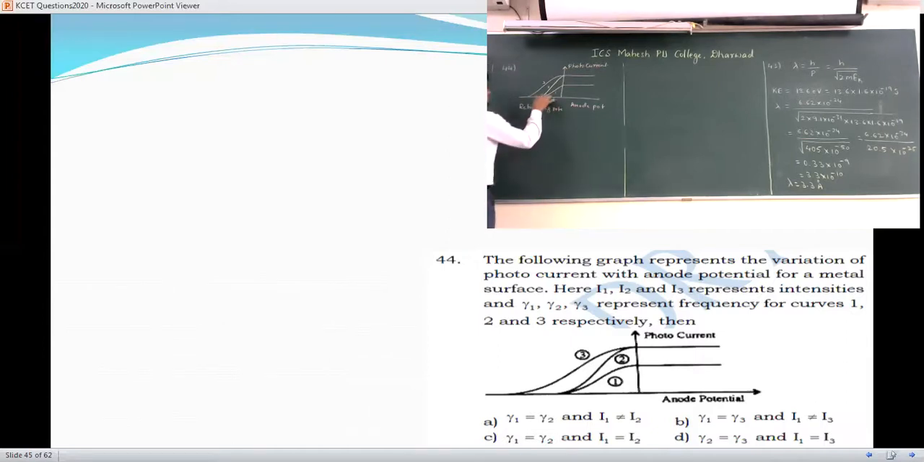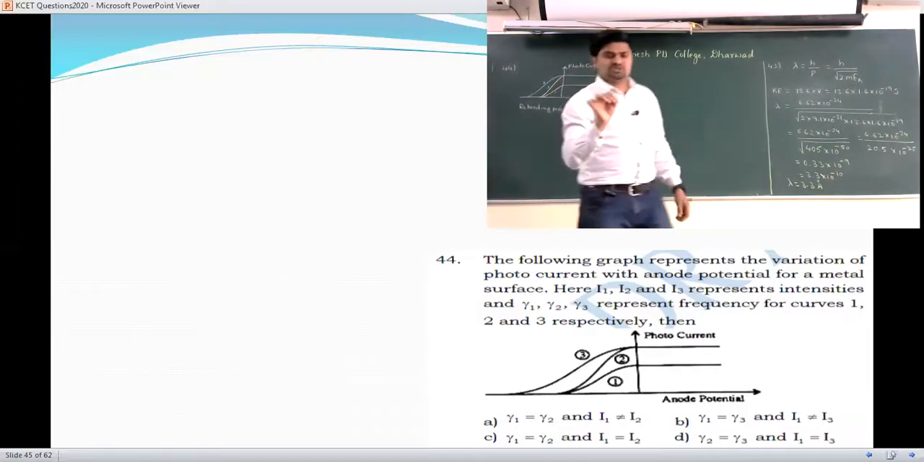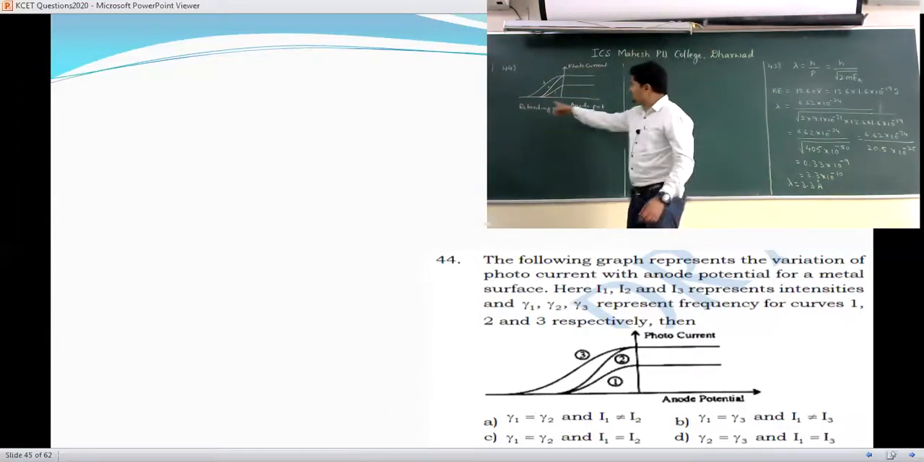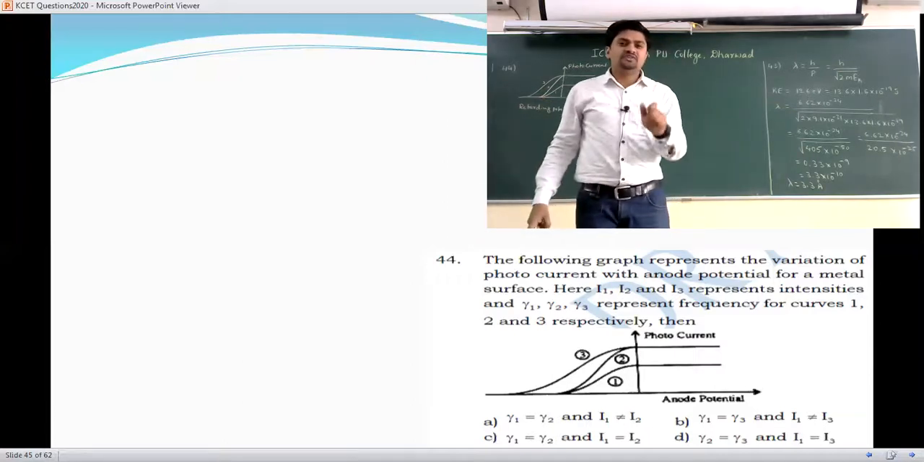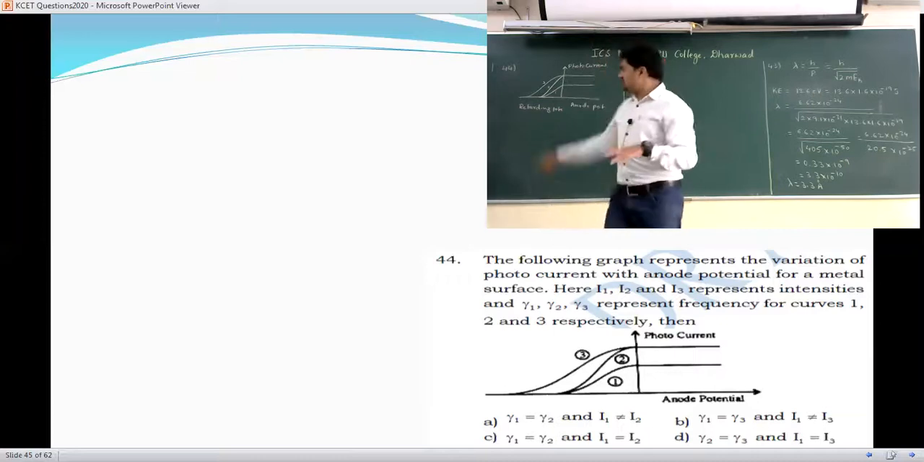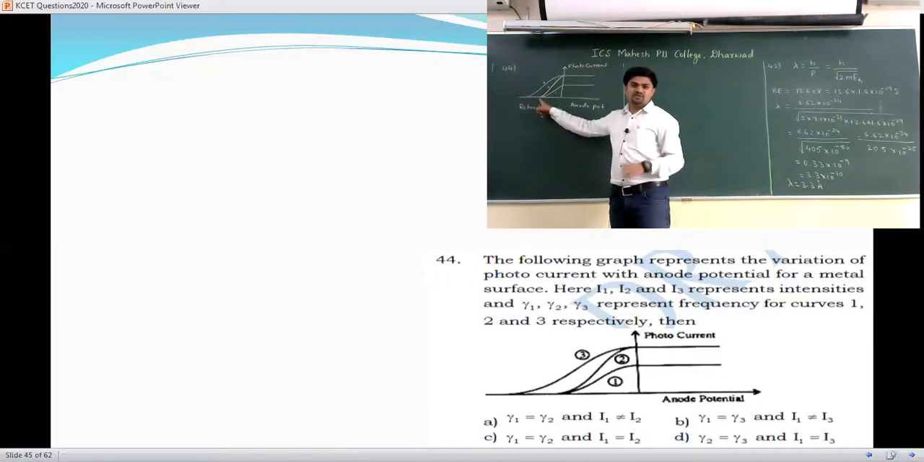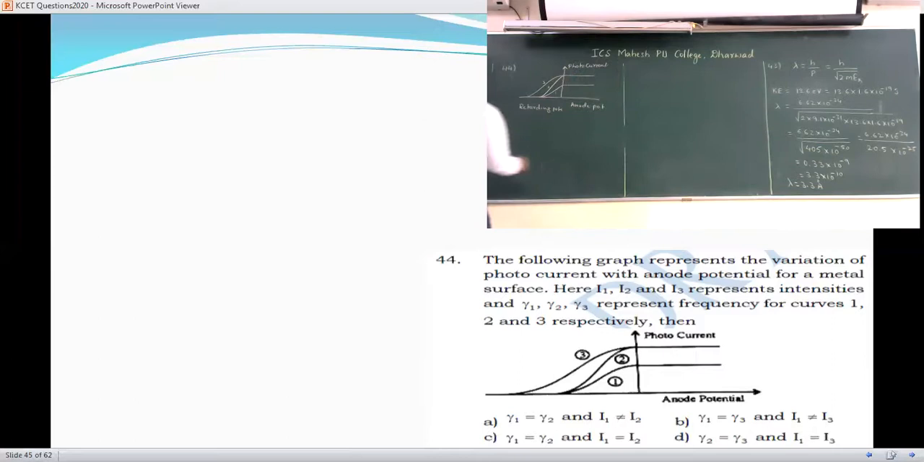Now, when you observe these two, that is curve 1 and 2, both are having the same stopping potential. If the stopping potential is same, then both are having the same frequencies. Listen to this one. If the stopping potential is same, then the frequencies are same. So I can write this as nu1 is equal to nu2. The frequency of the first curve and second curve is same.